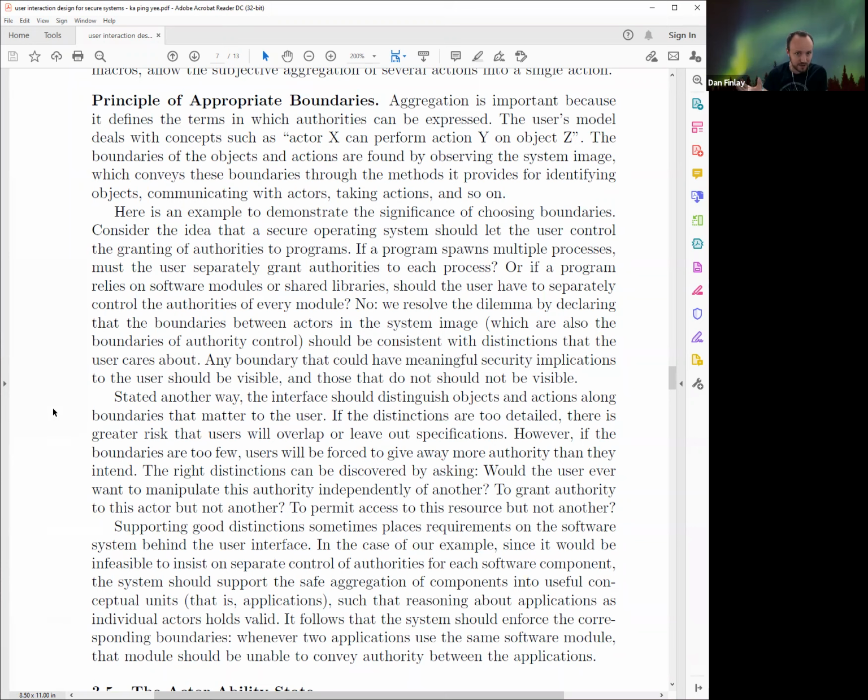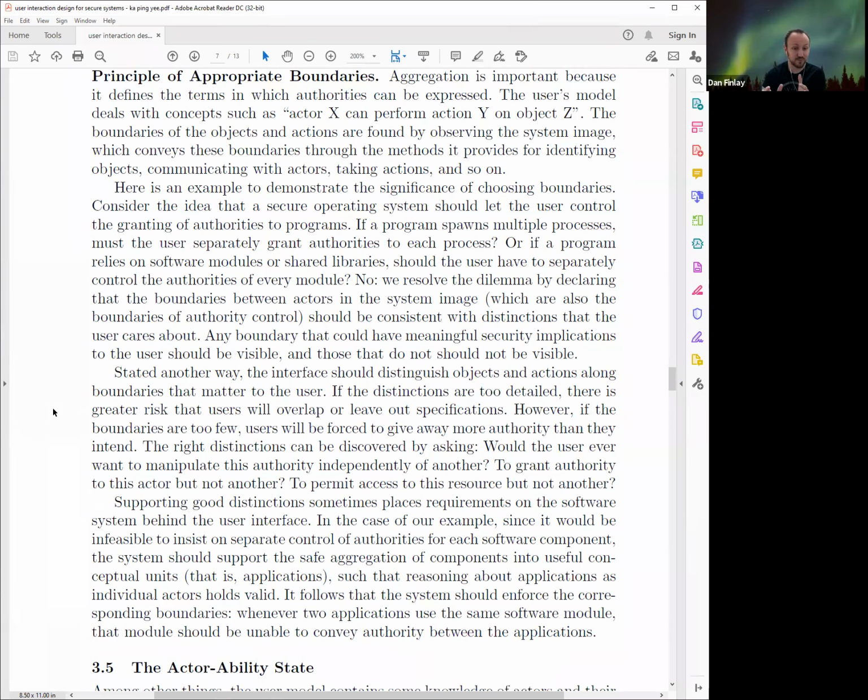We resolve the dilemma by declaring that the boundaries between actors in the system image, which are also the boundaries of authority control, should be consistent with distinctions that the user cares about. Any boundary that could have any meaningful security implications to the user should be visible, and those that do not should not be visible. Stated another way, the interface should distinguish between objects and actions along boundaries that matter to the user. If the distinctions are too detailed, there's a greater risk that users will overlap or leave out specifications. However, if the boundaries are too few, users will be forced to give away more authority than they intend.